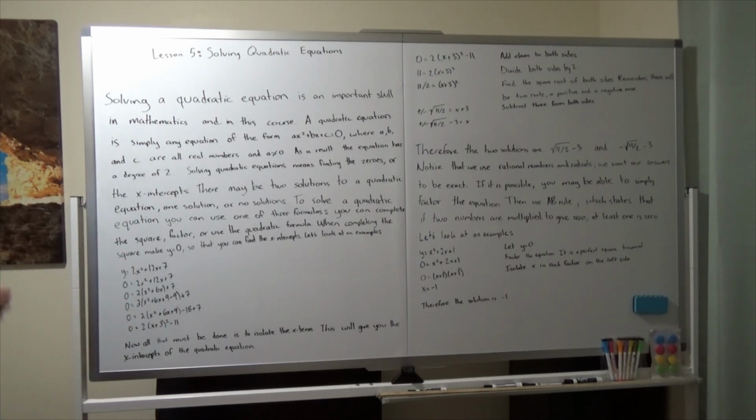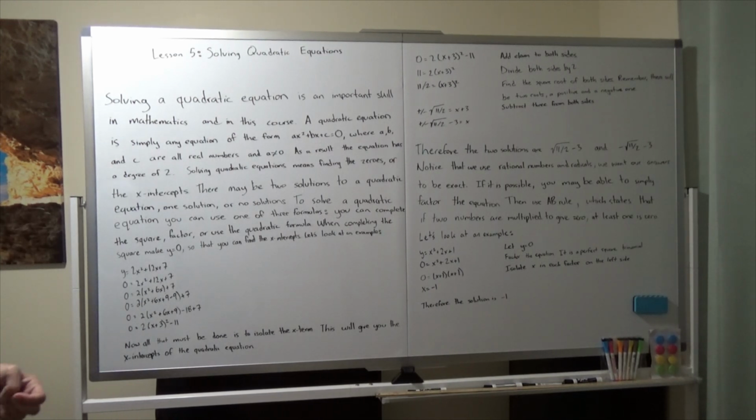There may be two solutions to a quadratic equation, one solution, or no solutions. To solve a quadratic equation, you can use one of three methods. You can complete the square, you can factor, or you can use the quadratic formula.